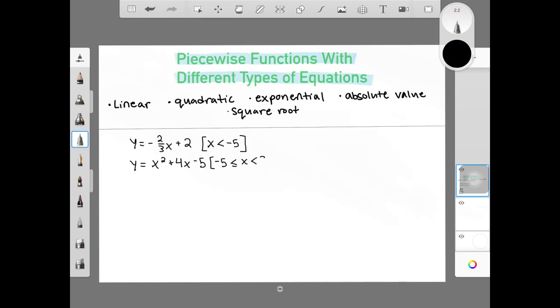This is a quadratic piecewise function, different from the linear function because it follows the standard form of a quadratic, y equals ax squared plus bx plus c. The last function in this problem is y equals 2 times the square root of x minus 3 plus 1, where x is greater than or equal to 3. This is an example of a square root function, obviously, because there's a square root over x minus 3.